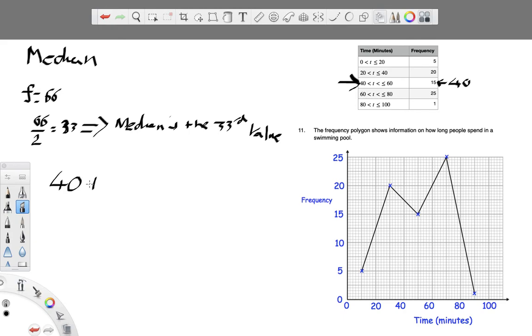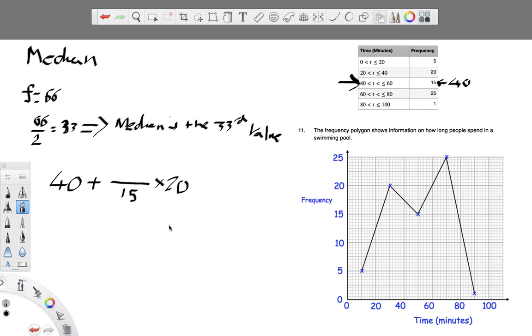Then we added how far we went into that class, so I'm just going to leave that blank on the top, divided by how many things are in that class. Well, there's 15, because it has a frequency of 15. And then we times by the class width, which is 20. How do we get from 40 to 60? We have 20. So we times by the class width, which is 20.